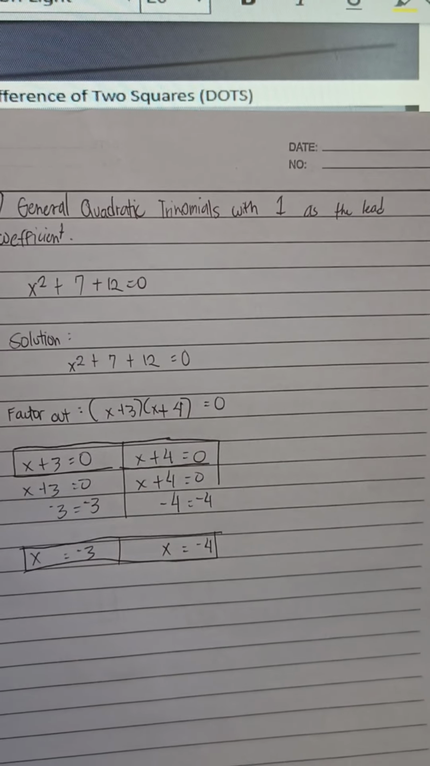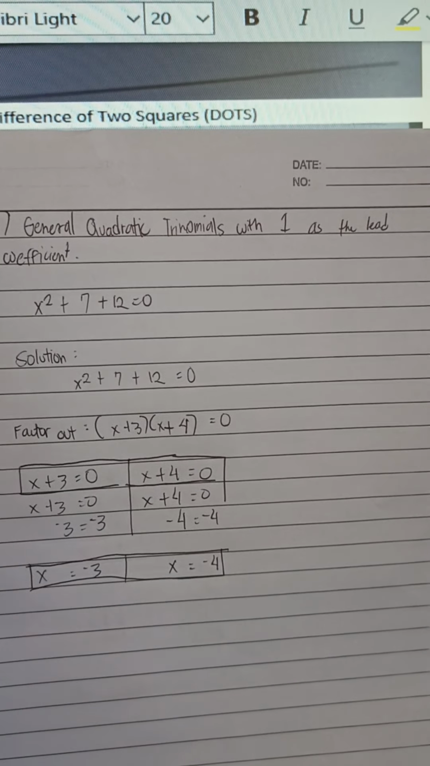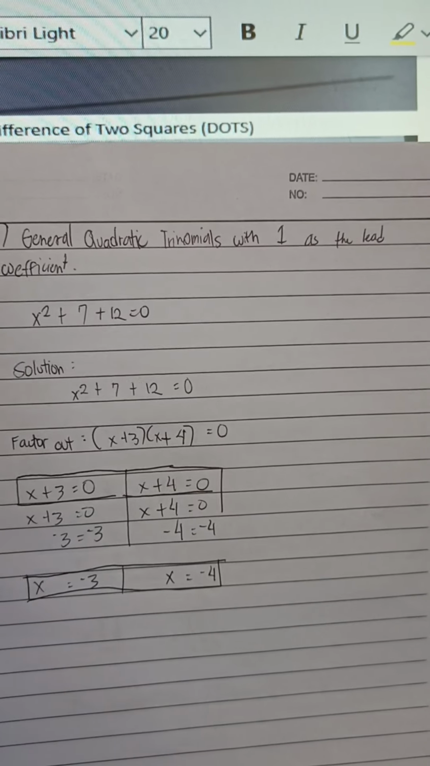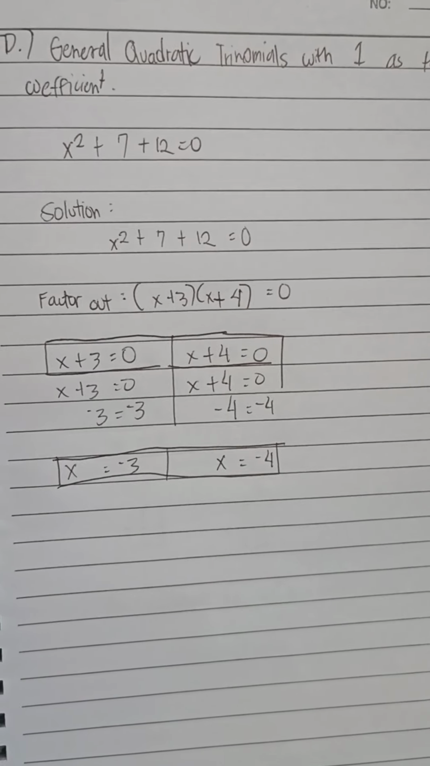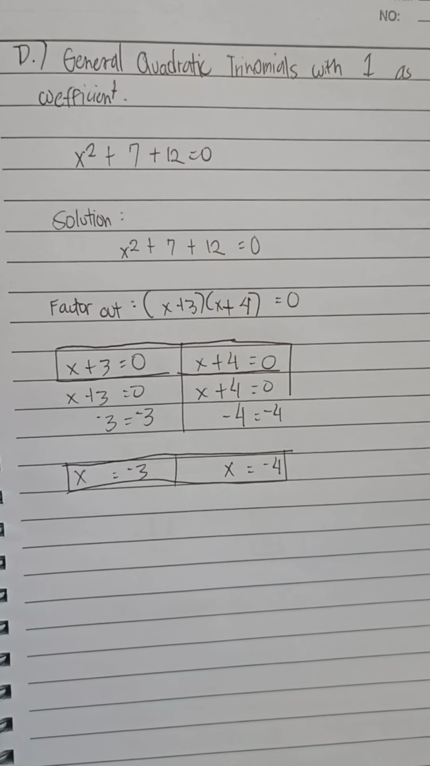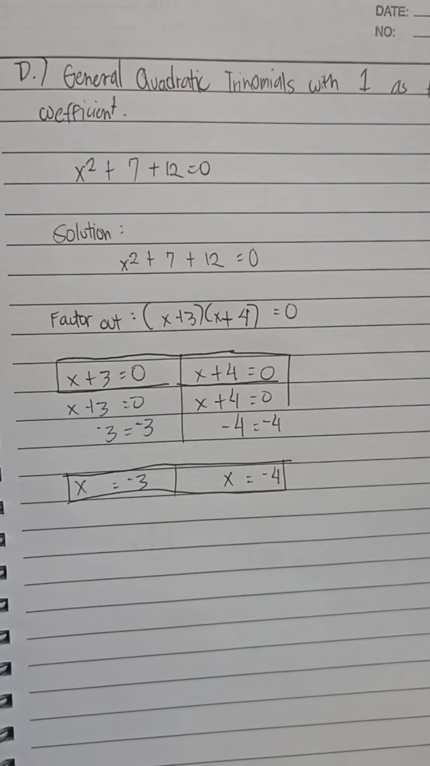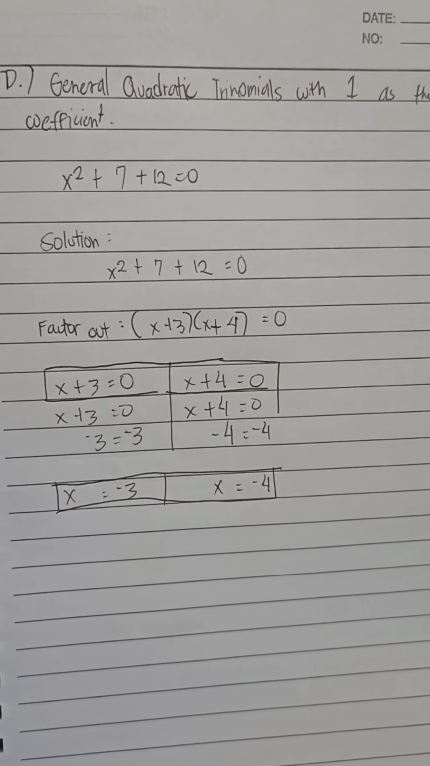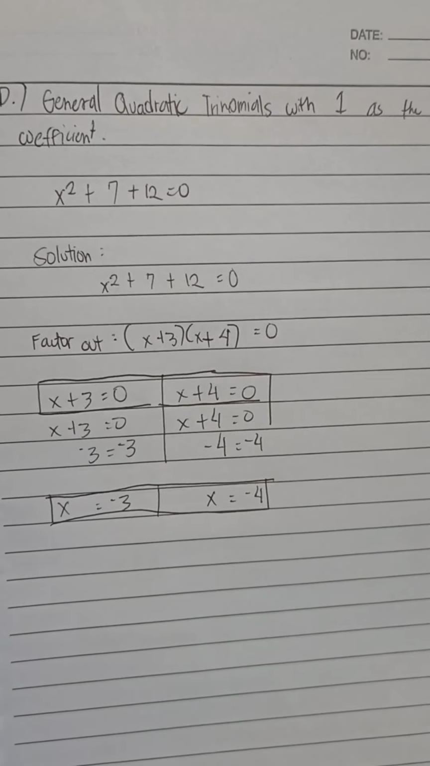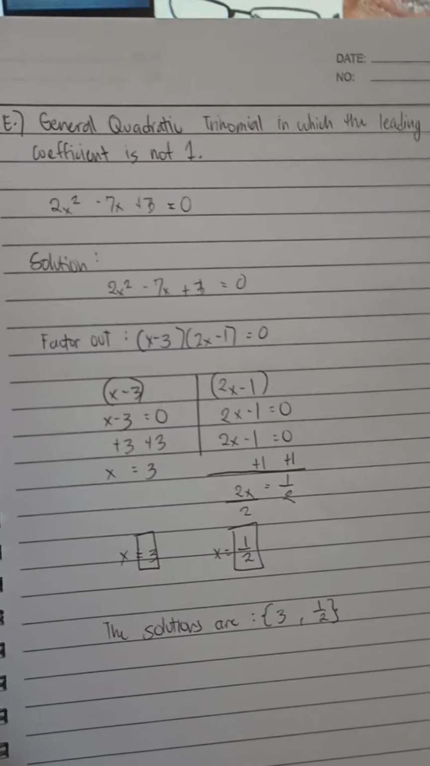On the left side we have x plus 3 equals 0, and on the right side we have x plus 4 equals 0. First we will cancel positive 3, and it will become x equals negative 3. On the right side, x plus 4 equals 0 will become x equals negative 4.